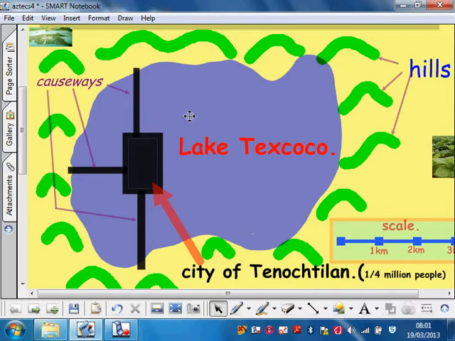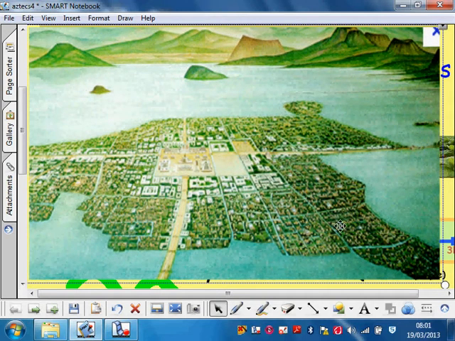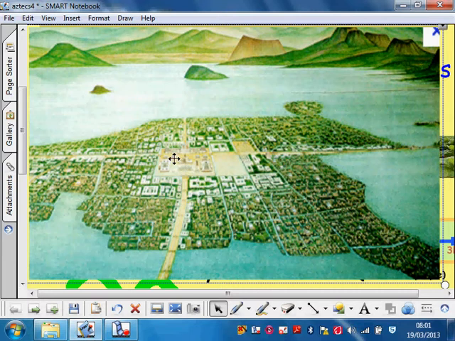Here's a map of it. It's called Lake Texcoco, and that's Tenochtitlan. These three roads here are the causeways, sort of raised roadways through the lake. Here's a drawing of it. Now, this bit here in the middle, we think is where a real, tiny island was, and the rest of it, the Aztecs made.